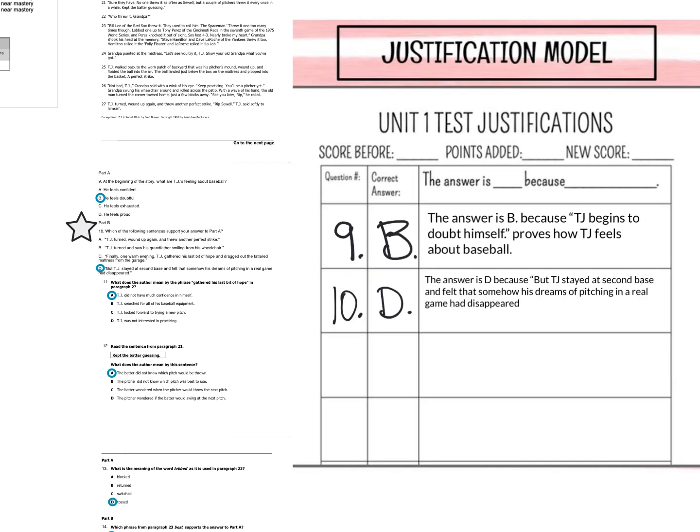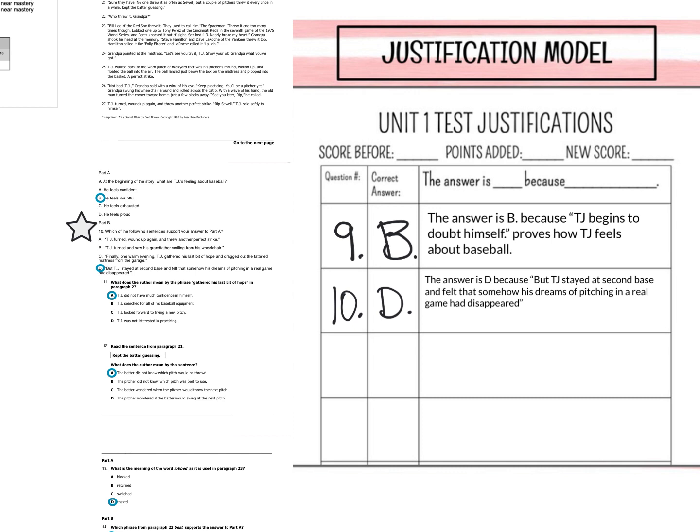So check out what I have so far. The answer is D because, and then I'm quoting the text, which I did not actually even have to go back to the text to find because it was my answer to number 10. But TJ stayed at second base and felt that somehow his dreams of pitching in a real game had disappeared. I copied that exact answer here since number 10 is a part B question. So now all I have to do is explain how it proves the best answer to part A. So I'm going to add that on.